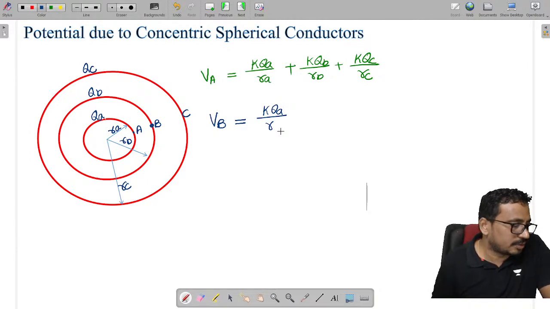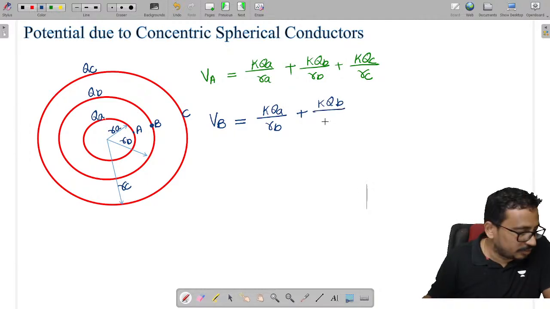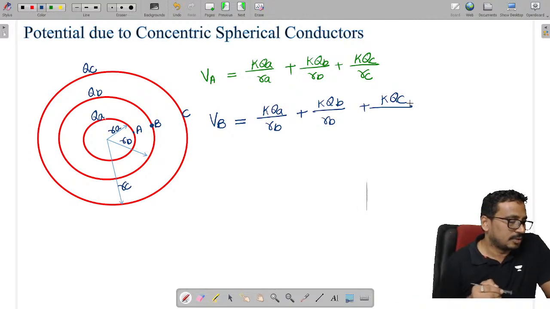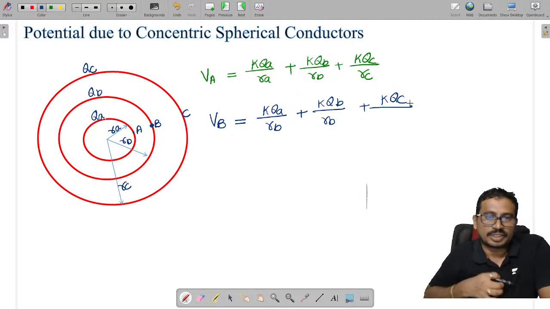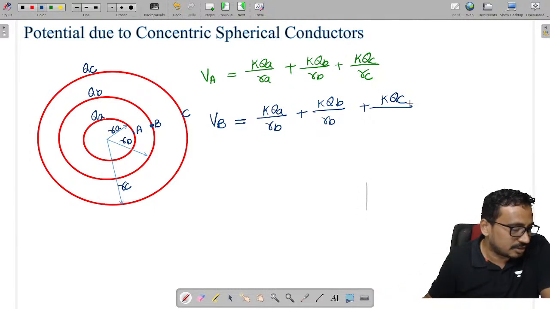What should I write now? RA, RB, RC. So which is given as RB, right? Now tell me, KQB by what can I write here? RB. Next, KQC by what should I write? What should I write now: potential at the point C because of the three charges, which is given as what?